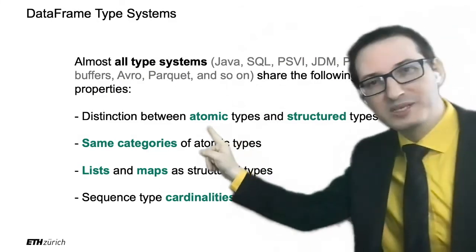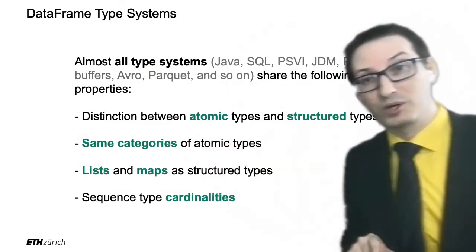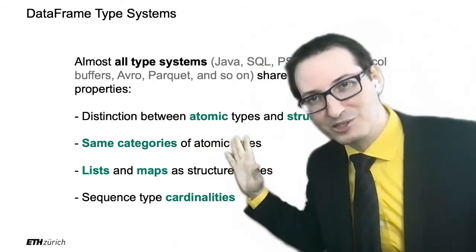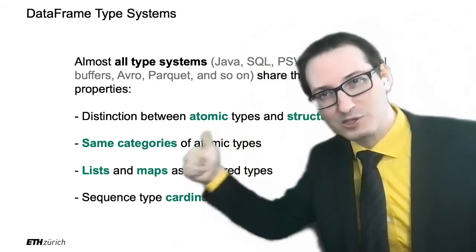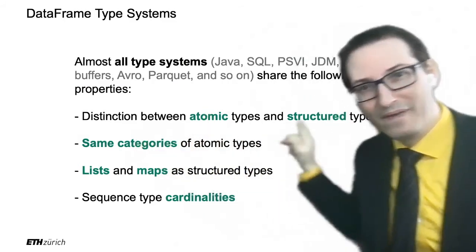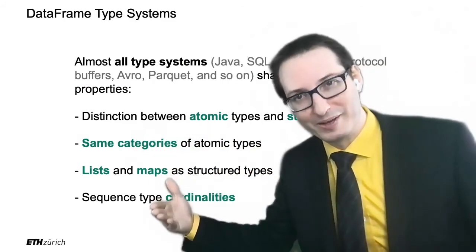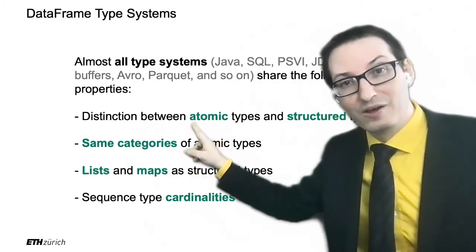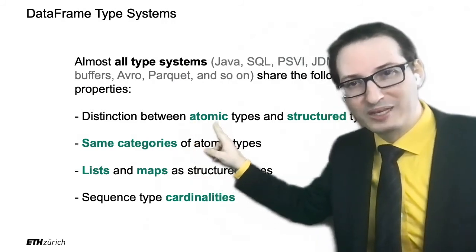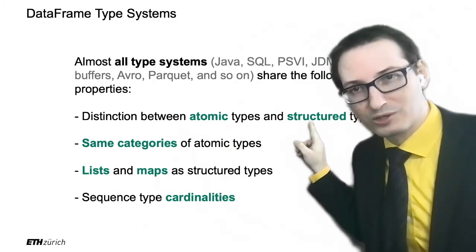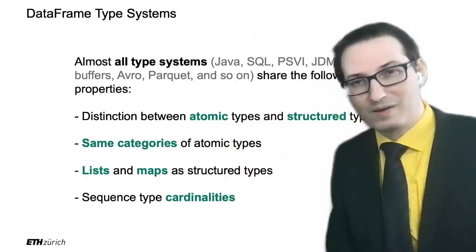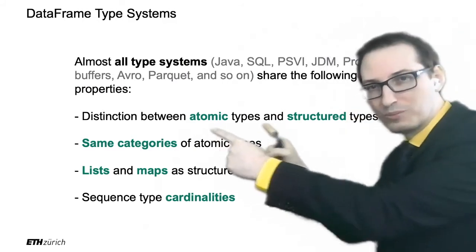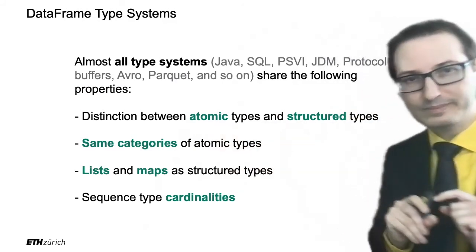First, they all distinguish between atomic types and structured types, all of them. That shouldn't be new to you. We already saw that in JSON. For example, the atomics are string, Boolean, numbers, and null, and structured is object, array, right? It's the same thing in Java. If you program in Java, you know you can have ints, booleans, and so on that are atomic types, and the objects in Java are the structured types. The same goes in Python, and so on. Almost any type system has this notion of atomic versus structured.